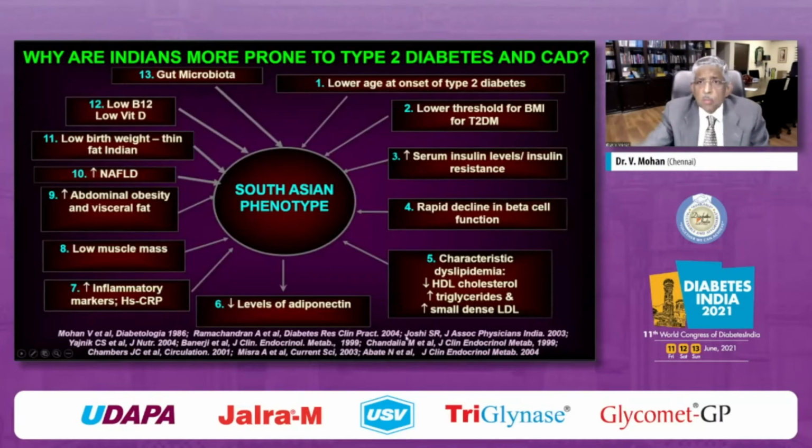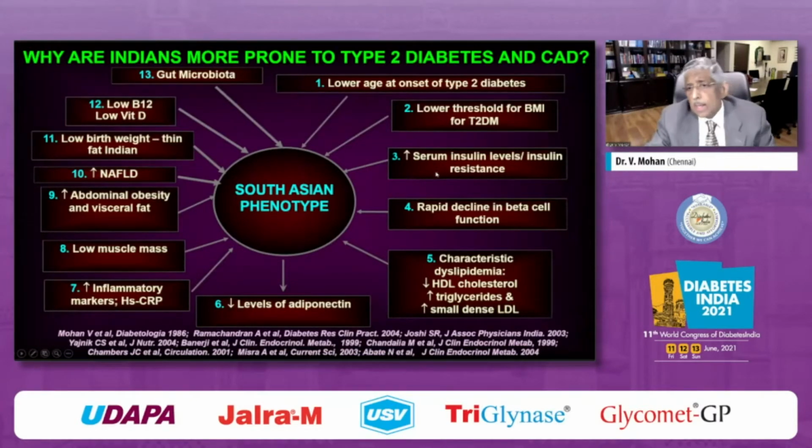The reasons why we want to do it are given here. There are 13 different characteristics of South Asian diabetes, with at least about 200 papers that have been published on this. And there's no doubt at all. I don't think anyone in this audience will doubt that we have lower age at onset, lower threshold for BMI, higher insulin levels, insulin resistance.